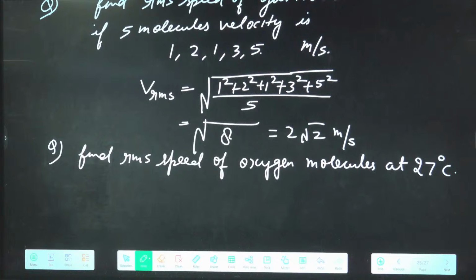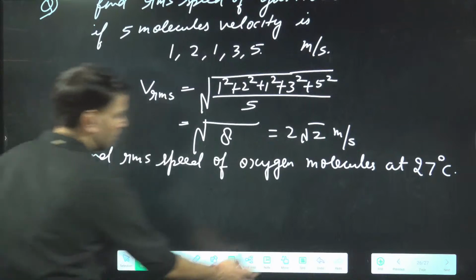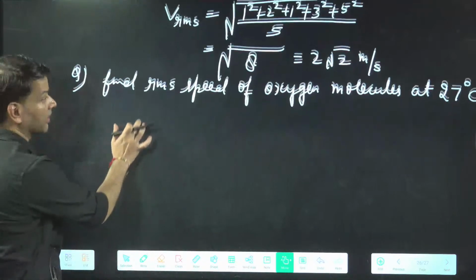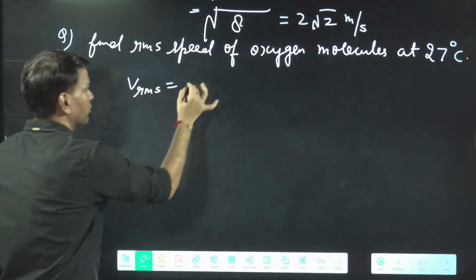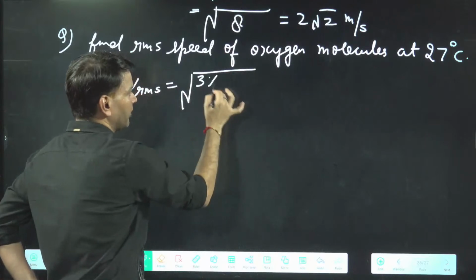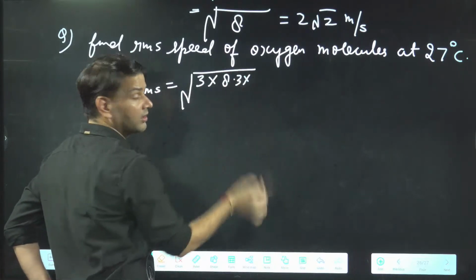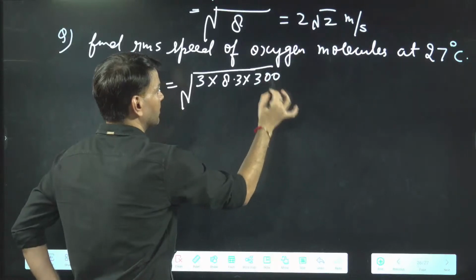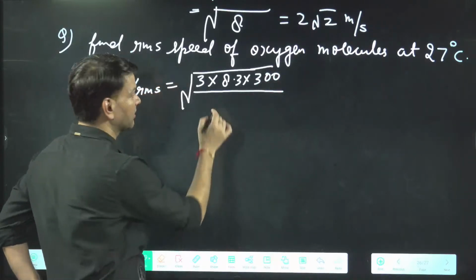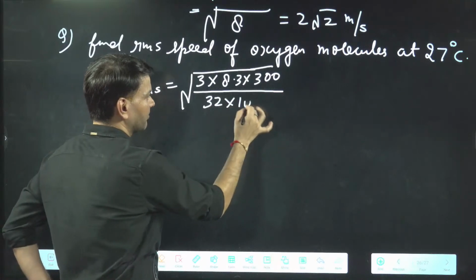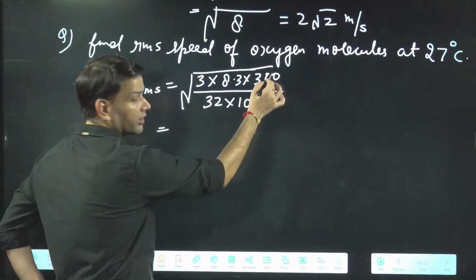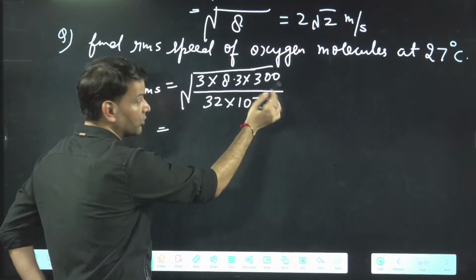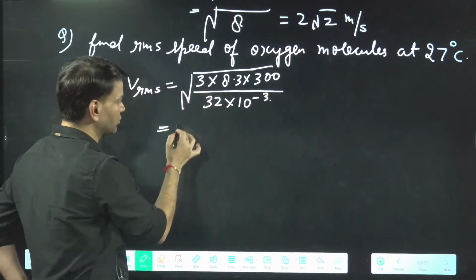(15 meter per second). Okay, I'll check. So Vrms you will get under root of 3, R you will put 8.3, T you will put 300. Molar mass we will put 32 into 10 to the power minus 3. Then this 10 to the power 3 will go up, so 10 to the power 5. So in that you can take the 10 to the power 4 out of the root, so you will get 100.